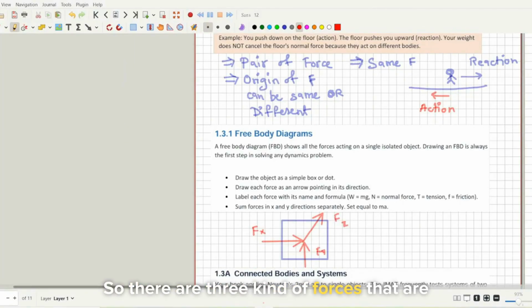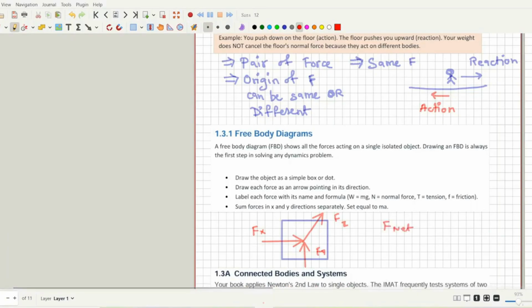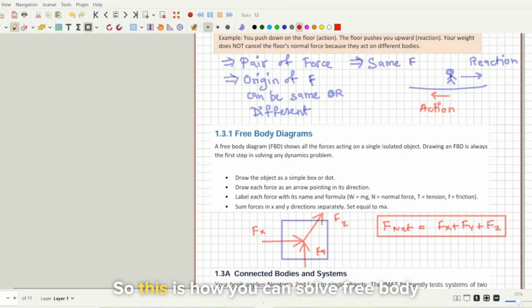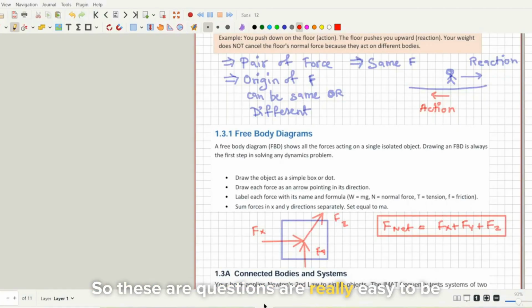So there are three kinds of forces acting on the box, and when you have written down all the forces, what would be the net force? The net force would be Fx plus Fy plus Fz. So the net force would be the sum of all the forces that you are seeing in front of you. This is how you can solve free body diagrams. You need to know what the forces are and then combine all the forces, and then you will get the free body diagram solution. So these questions are really easy, to be honest.